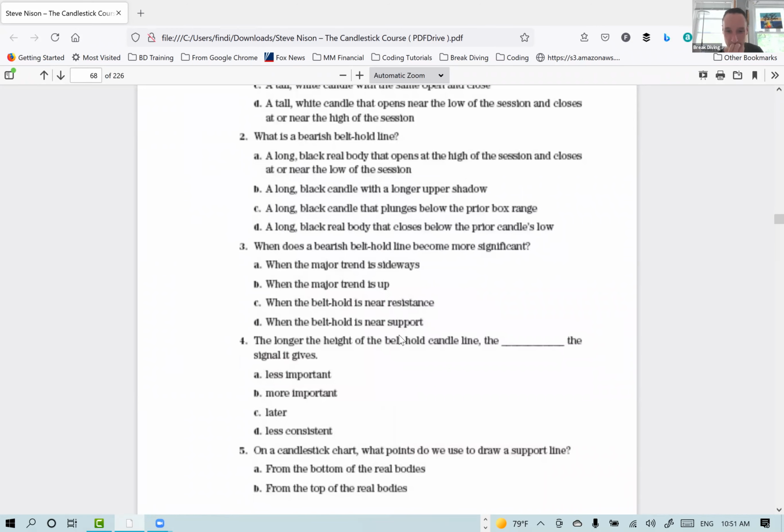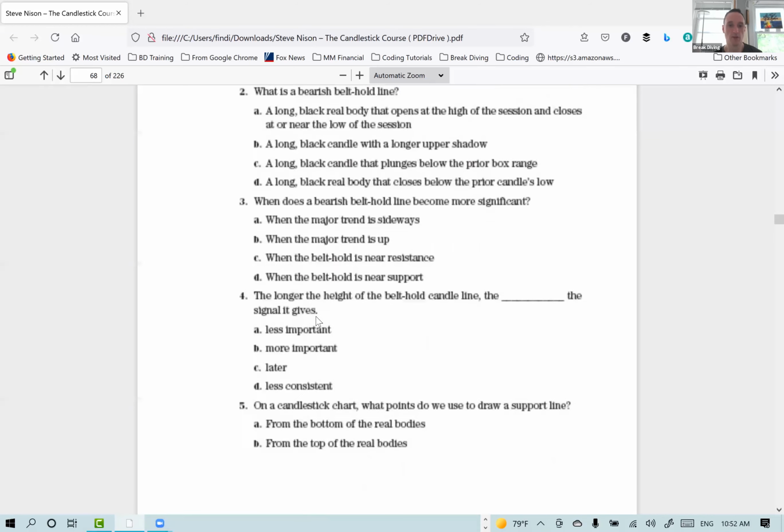Three. What does a bearish belt hold line become more significant? When does a bearish belt hold line become more significant? When the major trend is sideways, when the major trend is up, when the belt hold is near resistance, when the belt hold is near support. Bearish belt hold, right? When the belt hold is near resistance, I would say C. I agree. I think so too.